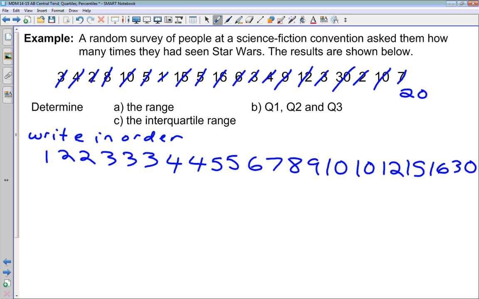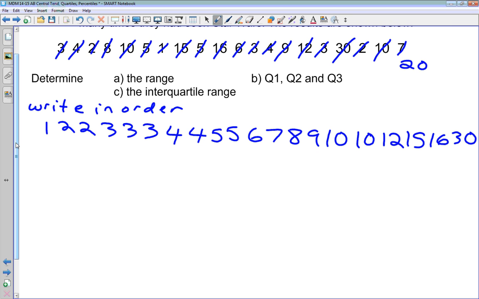So let's just double check here, make sure that we've got 20 numbers in our set. 1, 2, 3, 4, 5, 6, 7, 8, 9, 10, 11, 12, 13, 14, 15, 16, 17, 18, 19, 20. Okay, so 20 again. Once we've got them in order, the range is pretty easy to calculate. It's just the last value minus the first value, so 30 minus 1 gives us 29.